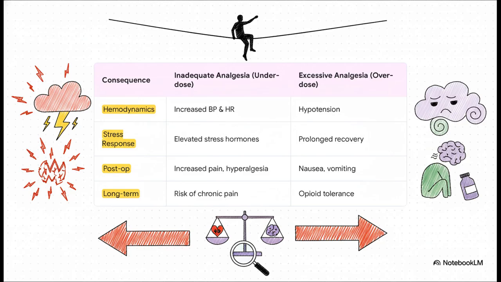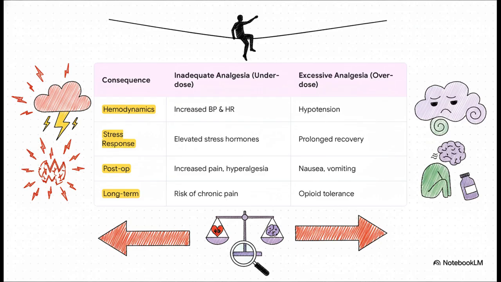And this table, man, it just lays it all out, doesn't it? The razor's edge we're on. Get it wrong, and there are real consequences. Underdosing isn't just a bumpy ride with vital signs all over the place. It's drenching the patient's body in stress hormones, messing with their immune system, and maybe even setting them up for more post-op pain or even chronic issues.